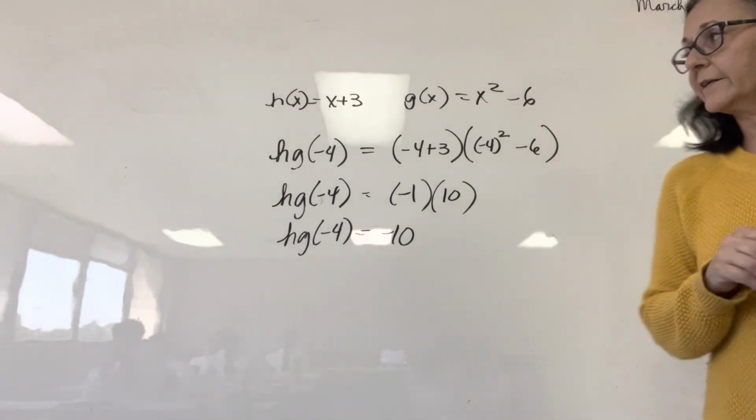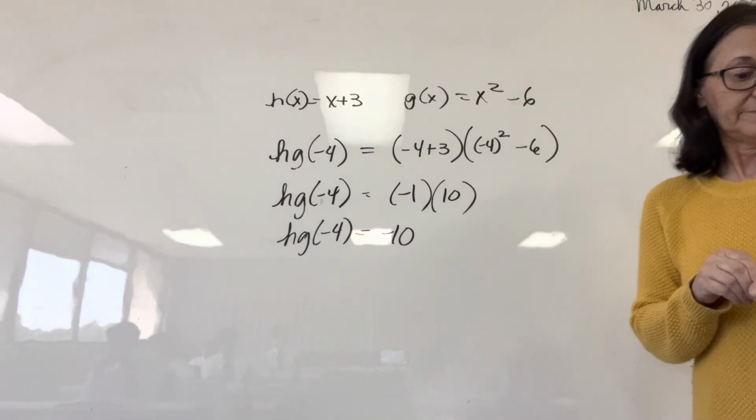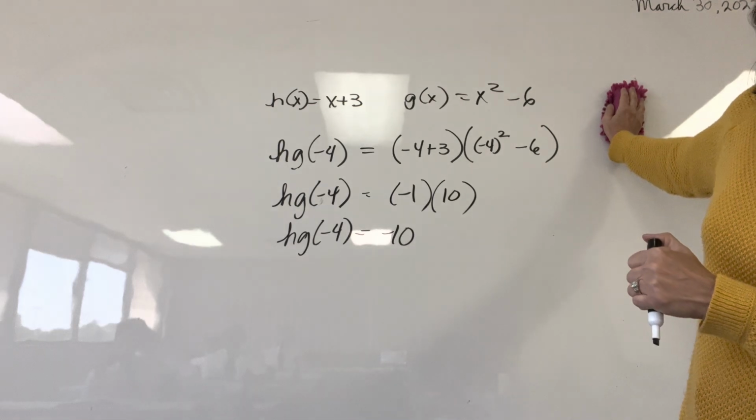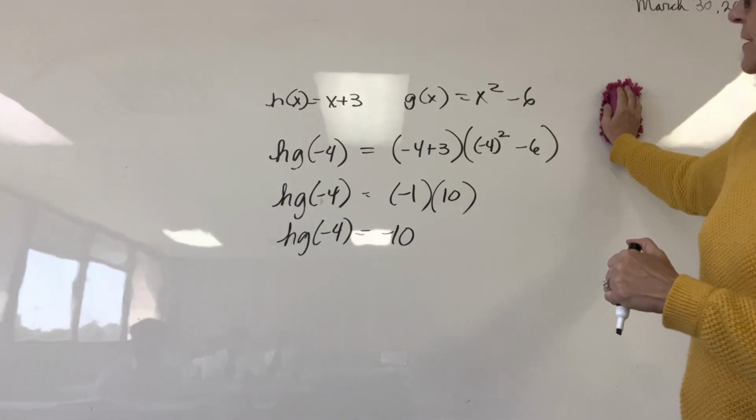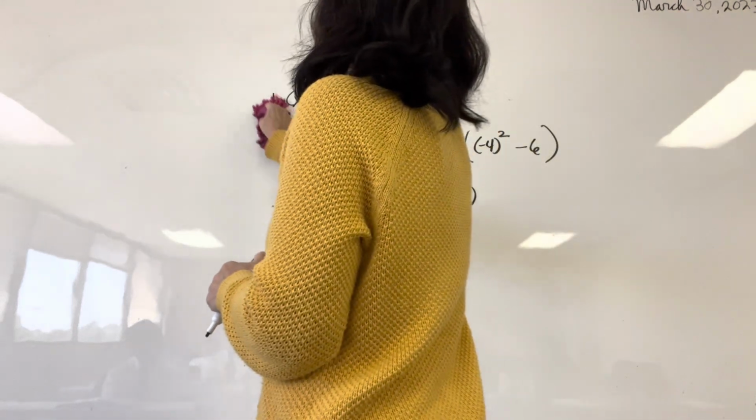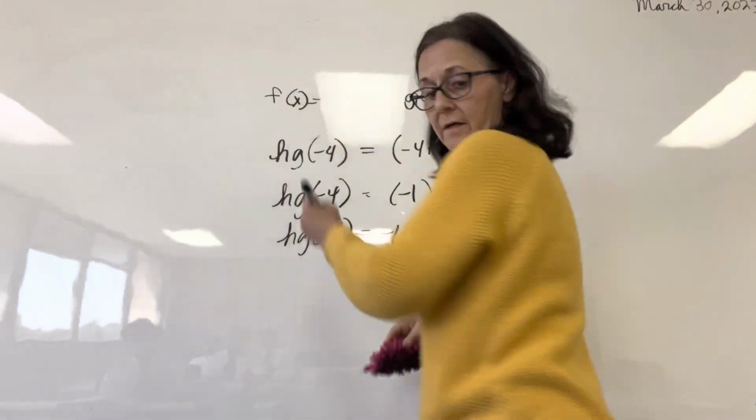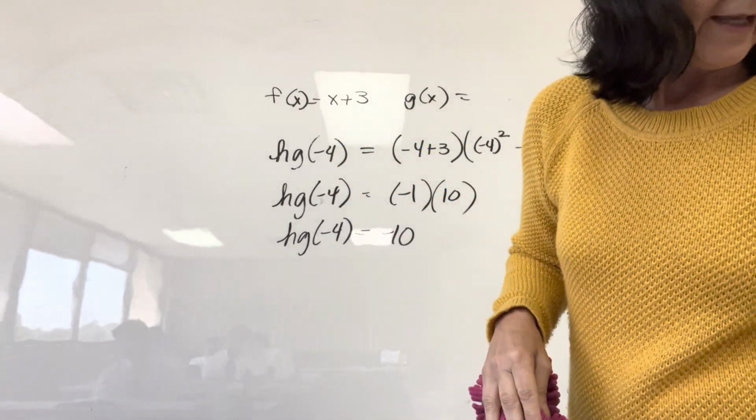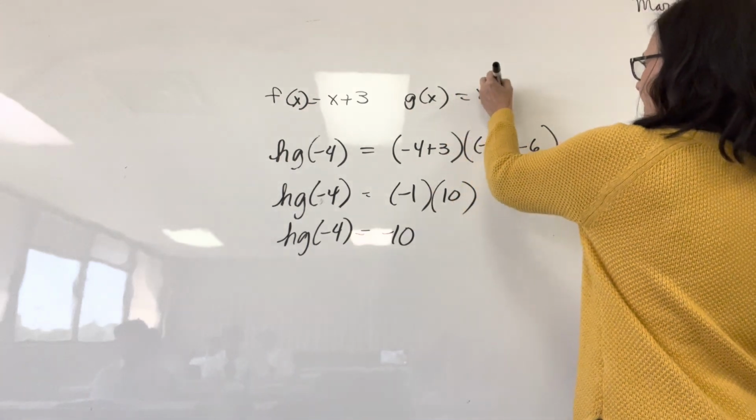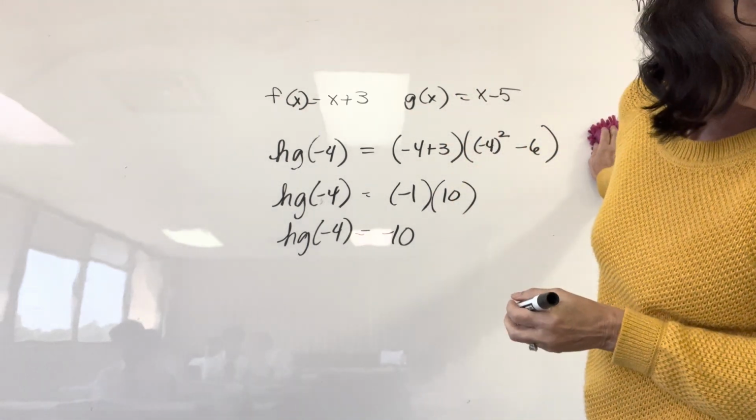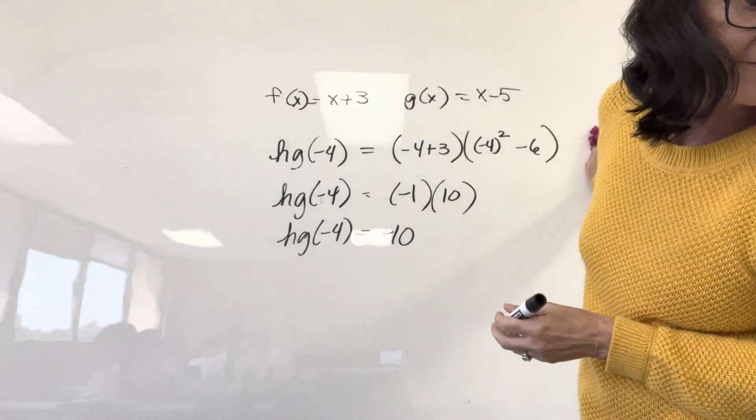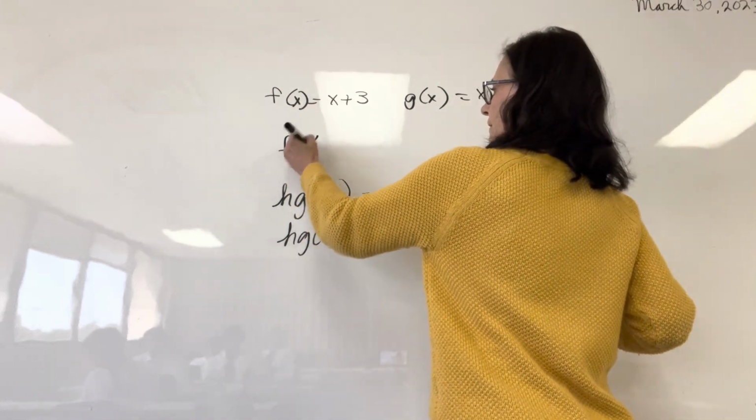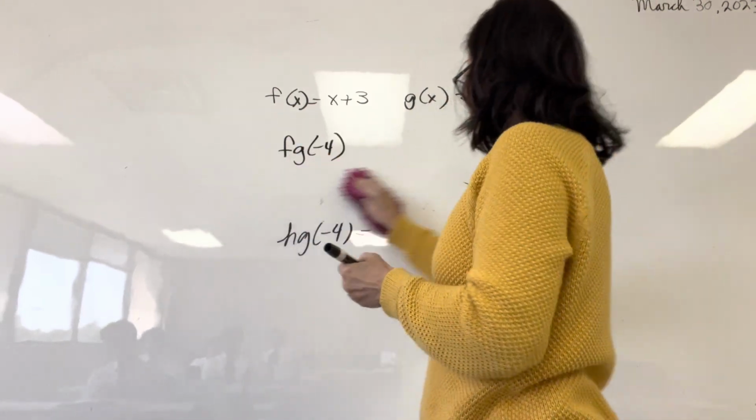All right, let's look at 102.4. Last example. We have f and g. f of x is x plus 3. It's the same thing, x plus 3. I could have left that on. And g of x is x minus 5. And it wants to know just fg of negative 4. Fg of negative 4. Did the exact same as the last one. Well, it's close.